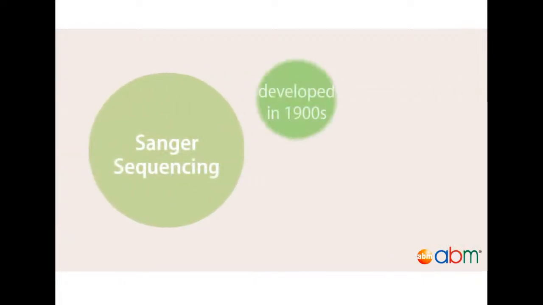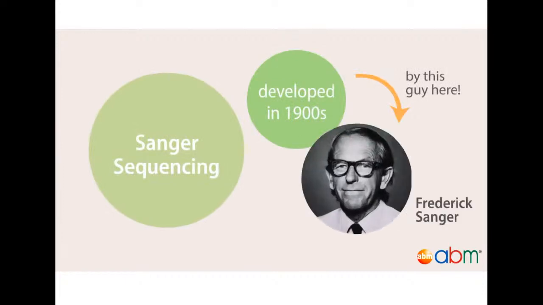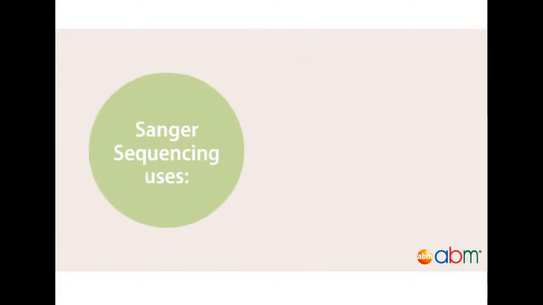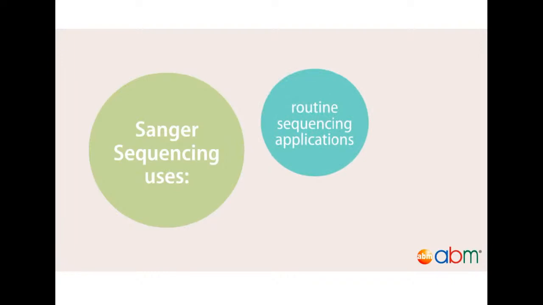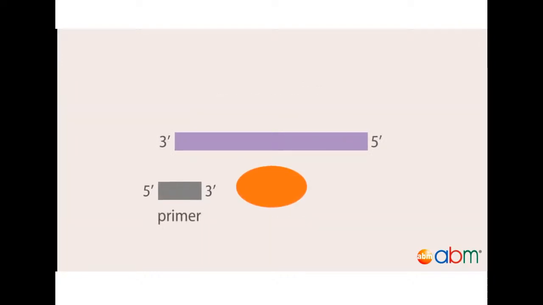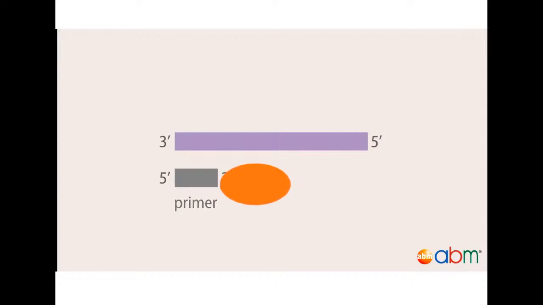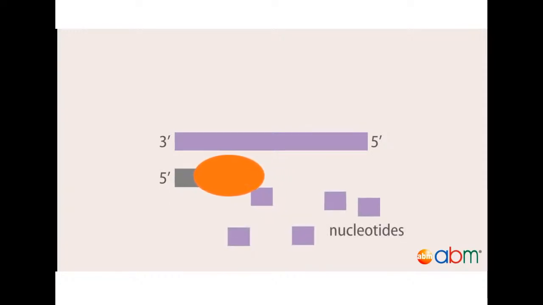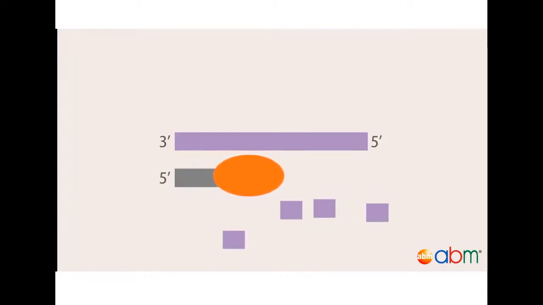Sanger sequencing, first developed in the 1970s, is a gold standard for DNA sequencing, and it is still used today extensively for routine sequencing applications and to validate NGS data. It utilizes a high-fidelity DNA-dependent polymerase to generate a complementary copy to a single-stranded DNA template. In each reaction, a single primer, complementary to the template, initiates a DNA synthesis reaction from its 3' end. Deoxynucleotides, or simply nucleotides, are added one after the other in a template-dependent manner.